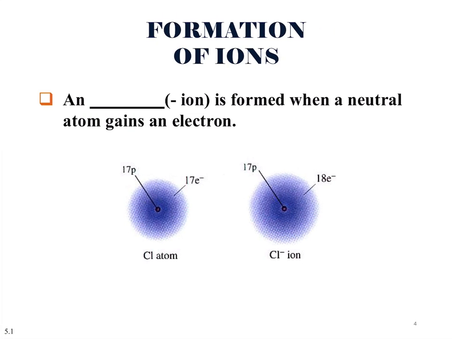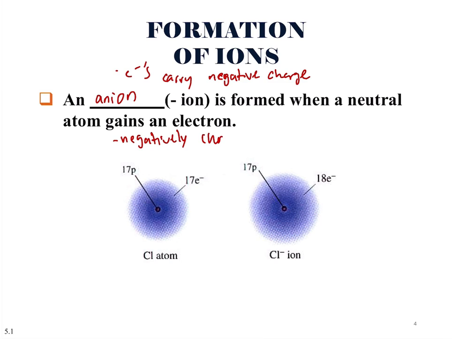An anion is an ion that's formed when a neutral atom gains an electron, because electrons carry a negative charge. So when we gain an electron, we gain a negative charge. And that's how we form an anion, which is a negatively charged ion. So this is a negatively charged ion.